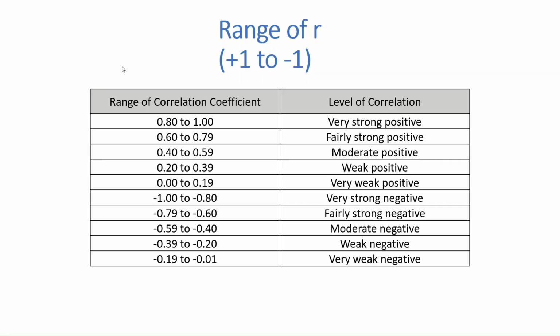And when the value of r is exactly 0, that indicates that there is no correlation between the two variables. So I think this is clear now, what the level of correlation is and how to interpret the level of correlation from the value of r.